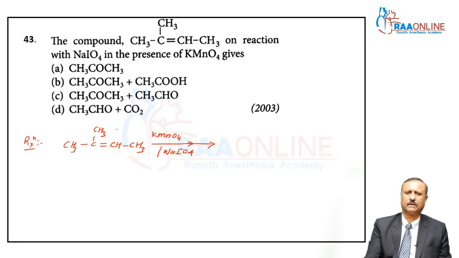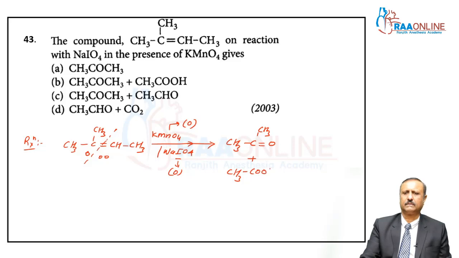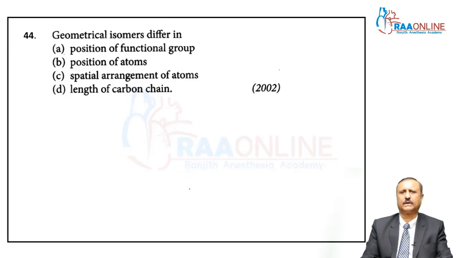So, both decompose this molecule, and oxygens are attached because sodium periodate gives us oxygen. Here this KMnO4 gives us oxygen. So, my dear friends, 3 oxygen atoms are attached and the double bond is broken. So, you can get CH3 C CH3 double bond O, plus you can get CH3 and COOH. This question was also asked in the 2003 NEET exam. So, my dear friends, this is question number 43. I hope you get the concept and reaction. Now, we can go to question number 44.